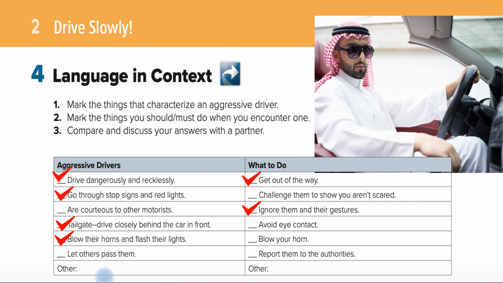Of course not. Ignore them and their gestures. Avoid eye contact. Yes. Blow your horn? Of course you shouldn't do as they do.